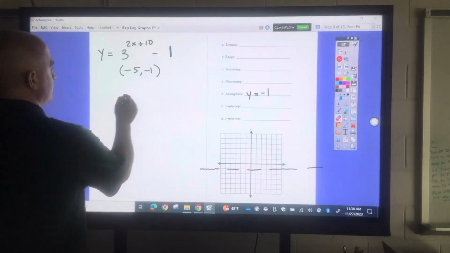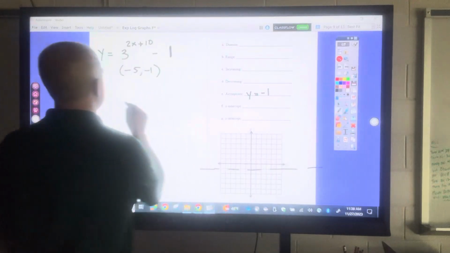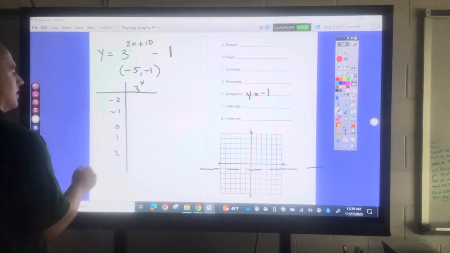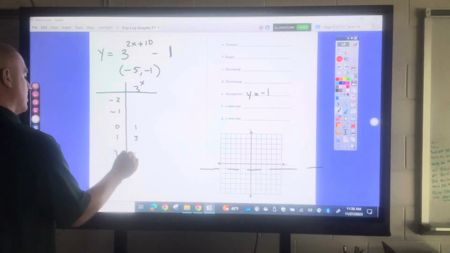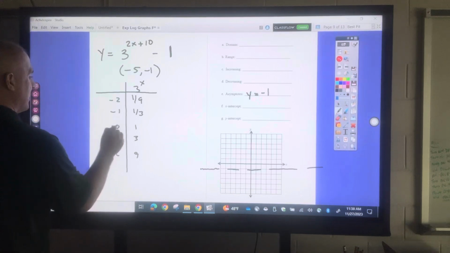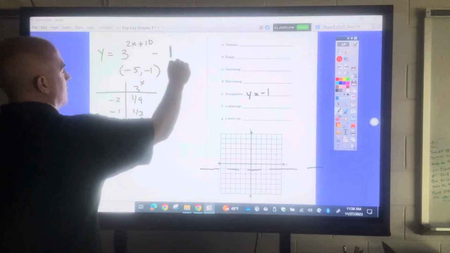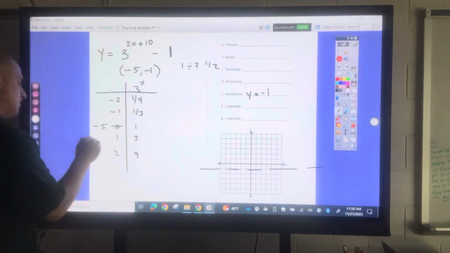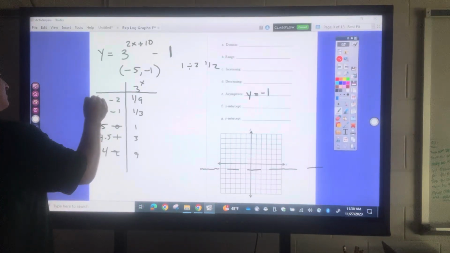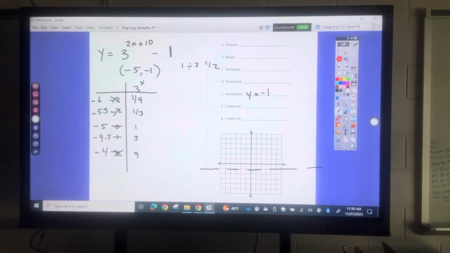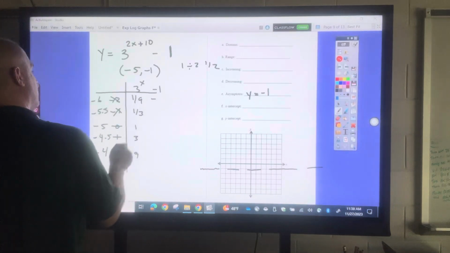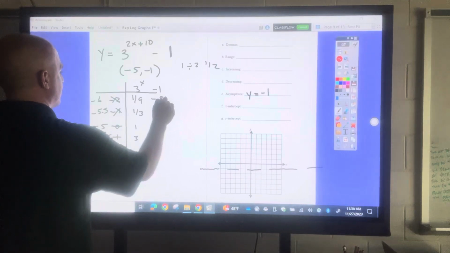Okay, so I make my table. Three to the x power, okay? So 3 to 0, 1, 3, 9, 1/3, 1/9. Okay, if I solve the inside, that's going to be -5. Okay, my interval, 1 divided by the number in front of x is 1/2. So this would be -4.5, this would be -4, this would be -5.5, this would be -6. Okay. I'm going to subtract 1 from all these. So it's going to be -8/9.